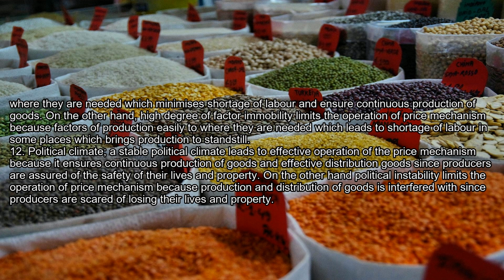12. Political climate. A stable political climate leads to effective operation of the price mechanism because it ensures continuous production of goods and effective distribution of goods, since producers are assured of the safety of their lives and property. On the other hand, political instability limits the operation of price mechanism because production and distribution of goods is interfered with, since producers are scared of losing their lives and property.